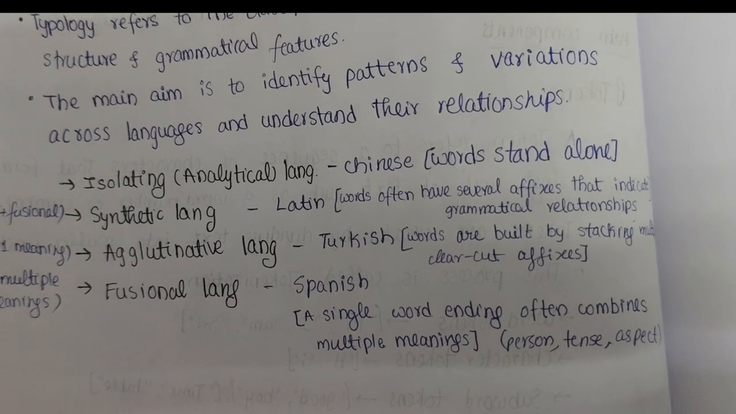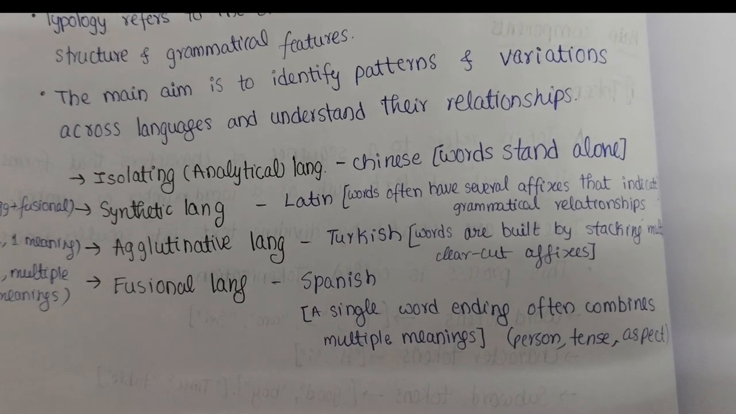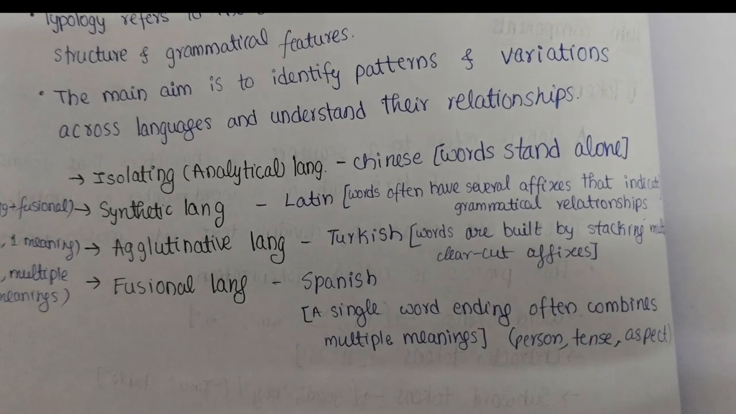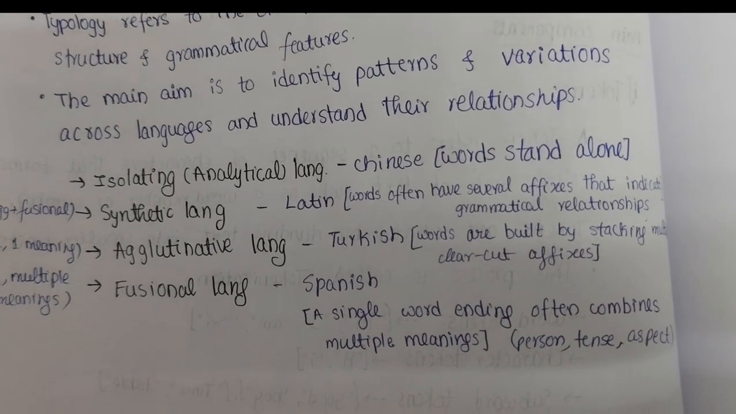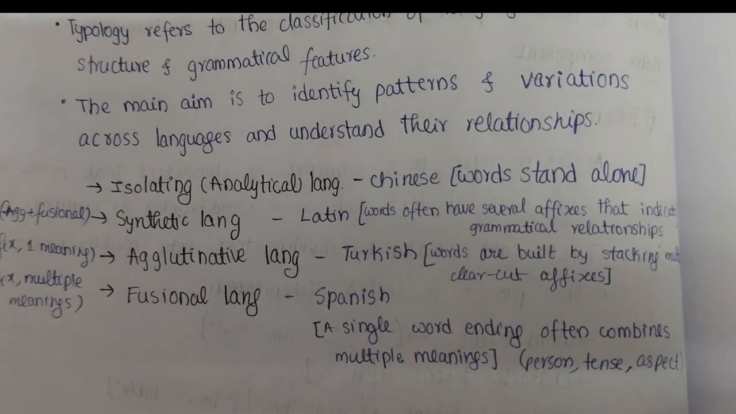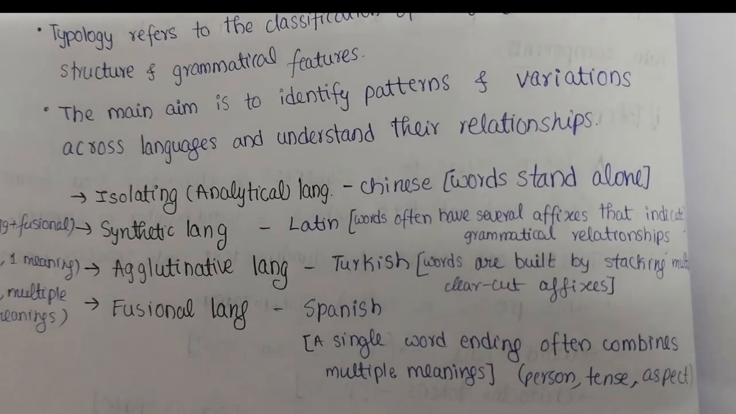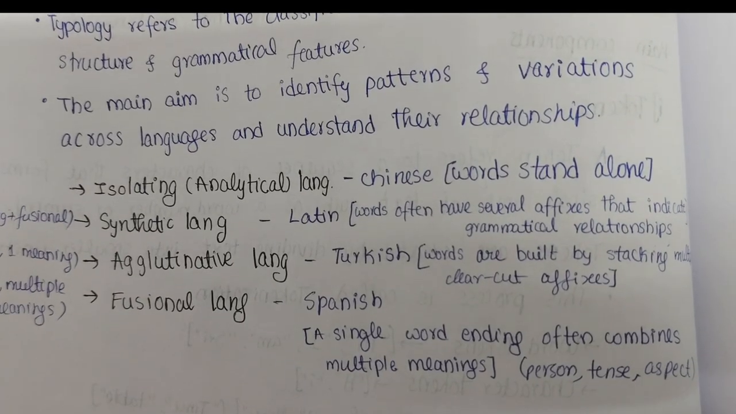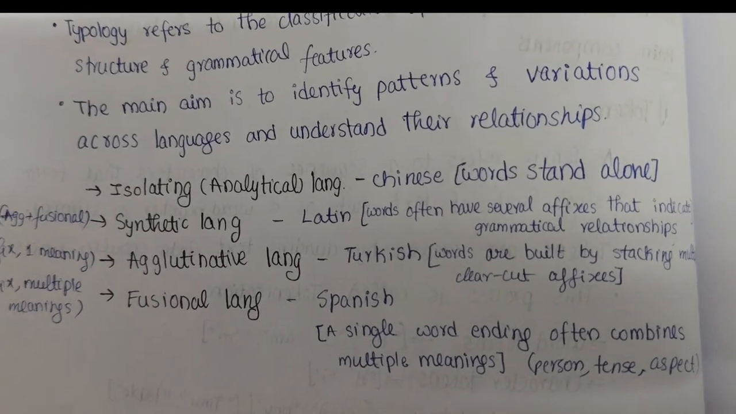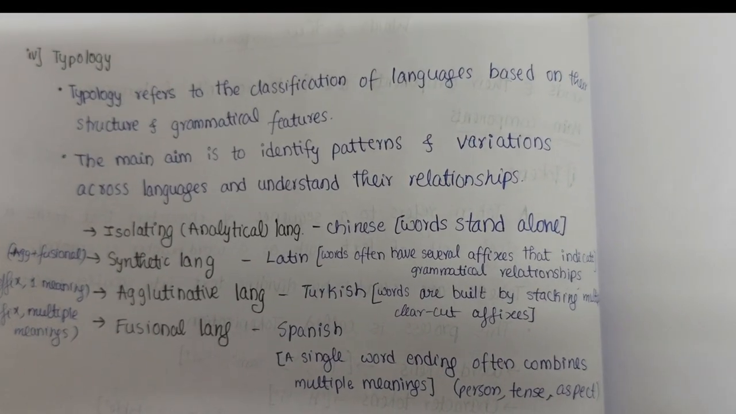Coming to the synthetic language, it is a combination of agglutinative language and fusional language. For example, Latin: sometimes for one affix we get only one meaning, sometimes for one affix we get multiple meanings. So words often have several affixes that indicate grammatical relationships. So this is about the four main components of words.